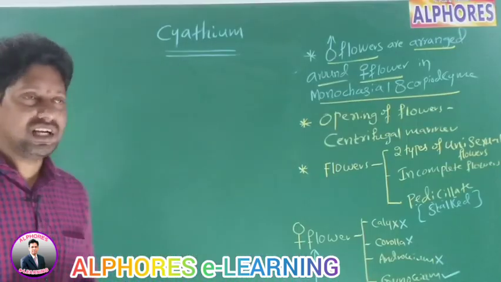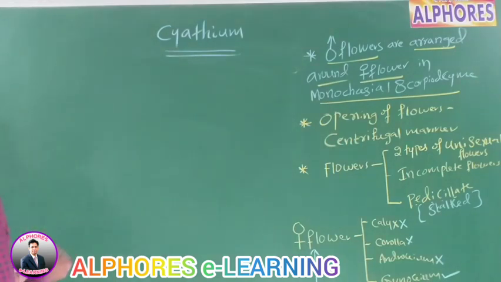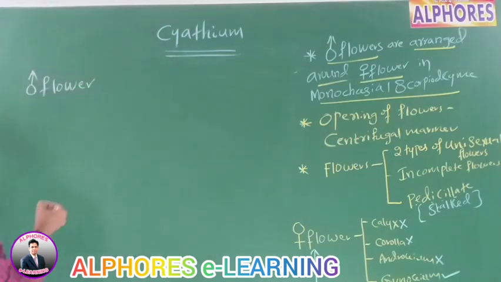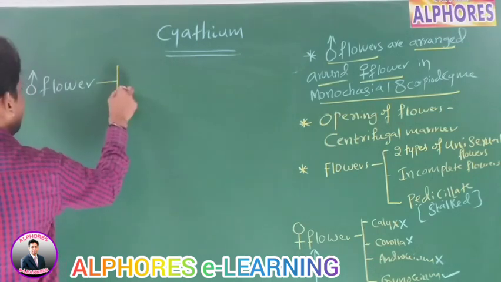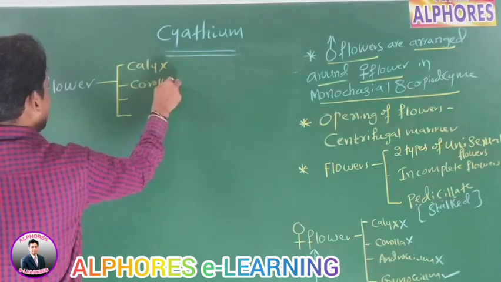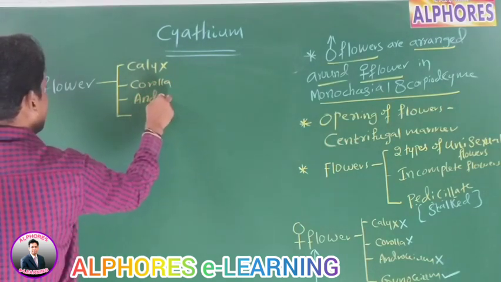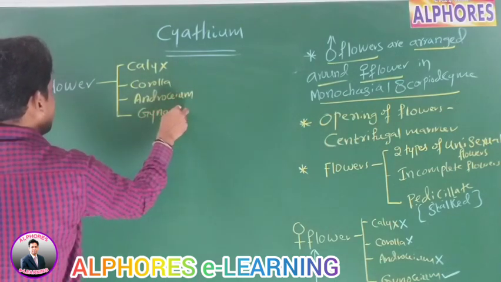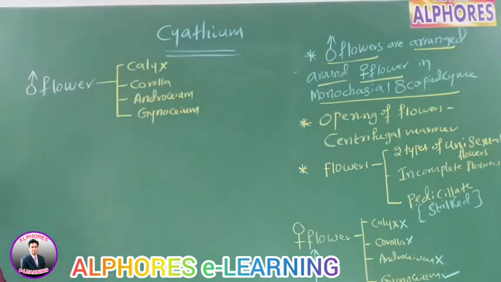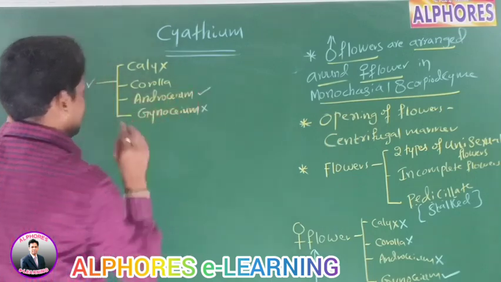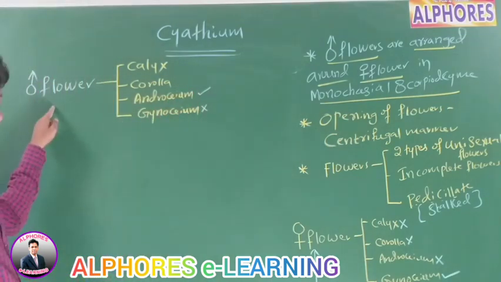Male flowers of cyathium inflorescence. Sir, a flower should have what? Number one, calyx. Number two, corolla. Number three, androecium. Number four, gynoecium. Yes or no? Calyx, corolla, androecium, gynoecium. A male flower should contain androecium, but it won't have gynoecium, because it is a male flower.